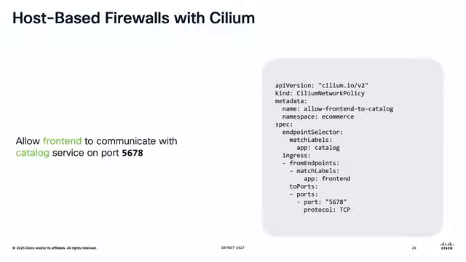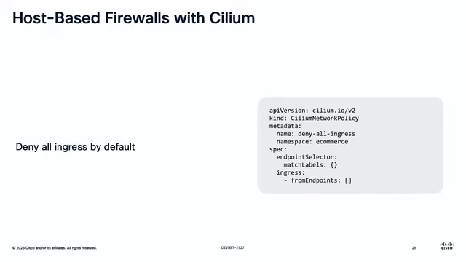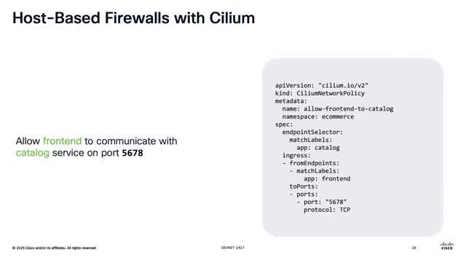So we're going to start by allowing the front end to communicate with the catalog service over port 5678. And we do that with this bit of YAML here on the right. And you can see, just to take a step back, it's very simple. We're just essentially naming it deny all egress and putting an ingress that has nothing in there to deny it. And then when we allow that ingress, we're essentially saying allow these things to communicate with each other, so that particular host can communicate from the front end to the catalog on that particular port.